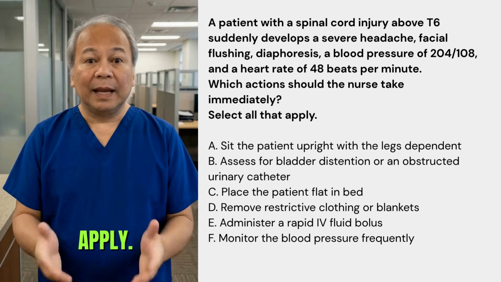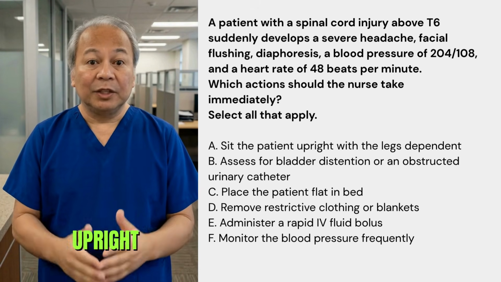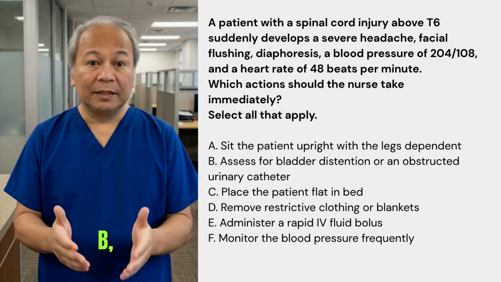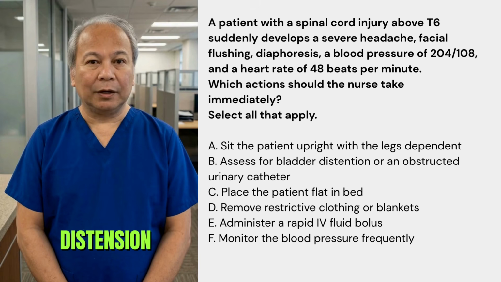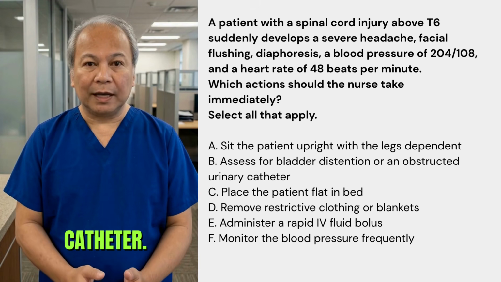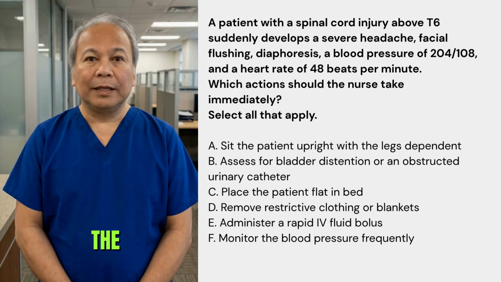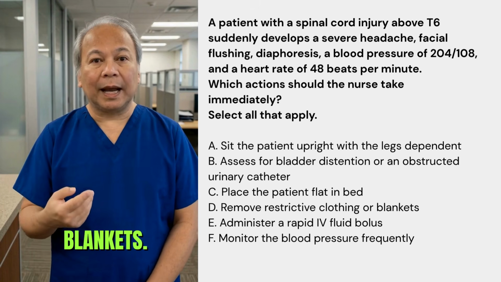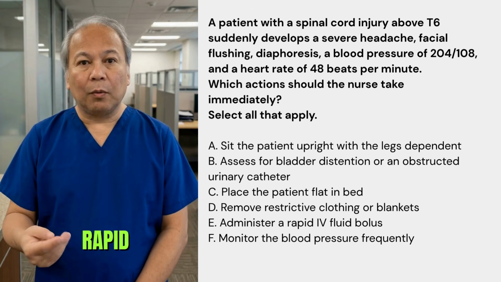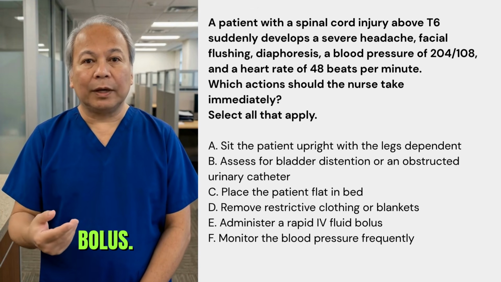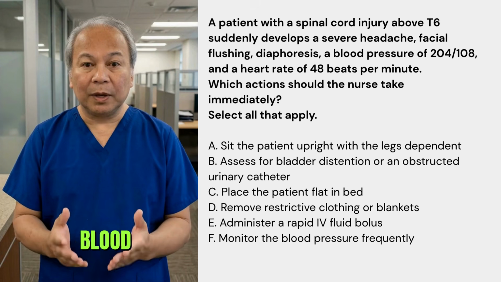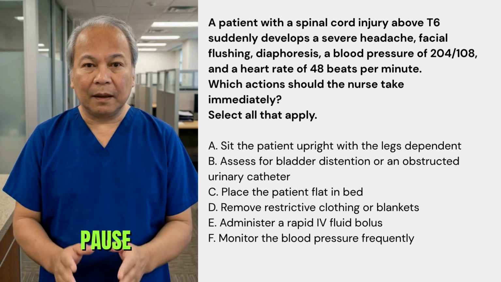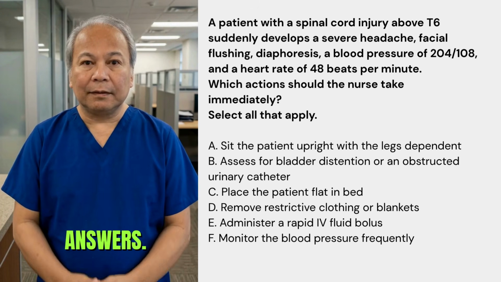Select all that apply. A. Sit the patient upright with the legs dependent. B. Assess for bladder distension or an obstructed urinary catheter. C. Place the patient flat in bed. D. Remove restrictive clothing or blankets. E. Administer a rapid intravenous fluid bolus. F. Monitor the blood pressure frequently. Pause and choose your answers.